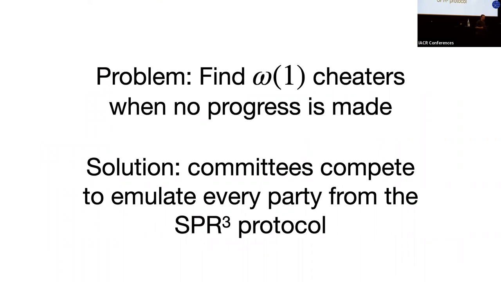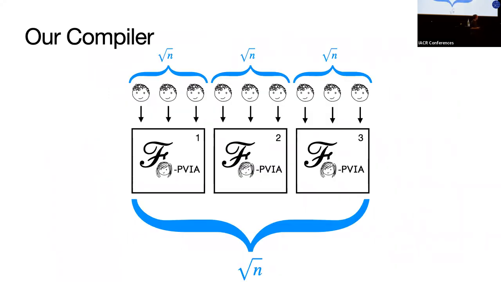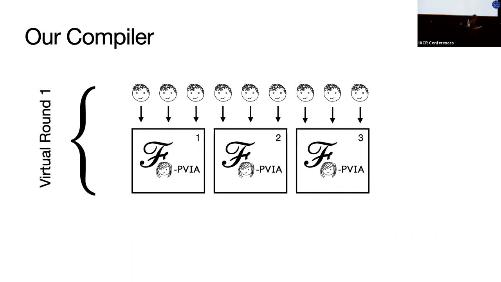And our solution for guaranteeing this is to force all of the committees to compete to emulate every party in the original protocol. So now our compiler looks a bit more like this. Again, we cut all of our parties into committees, square root of n committees, each of size square root of n, and now they all invoke the same player emulation functionality at the same time. When they do this, we call it a virtual round.